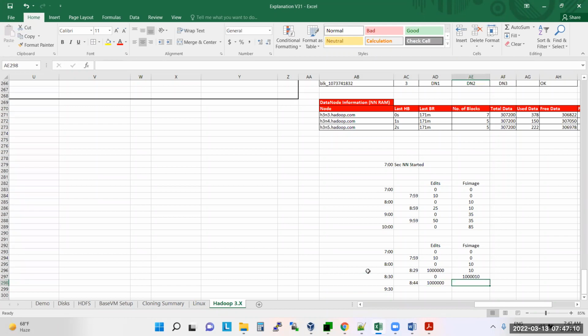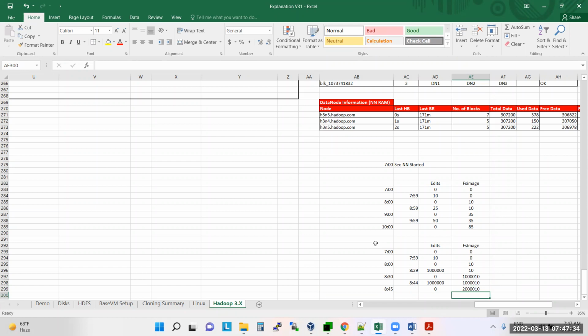So now tell me, when will the next checkpoint happen? 8:45, sir. At 8:45 the next checkpoint will happen. Then you tell me, now edits? 0, sir. And the FS image has 2 million. Understood?